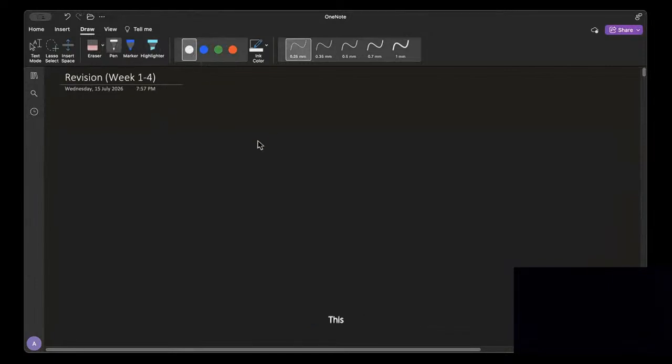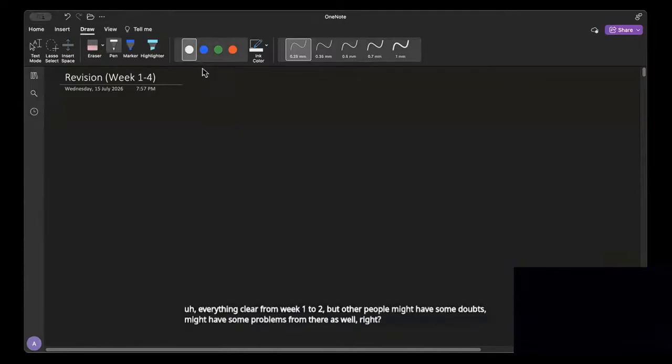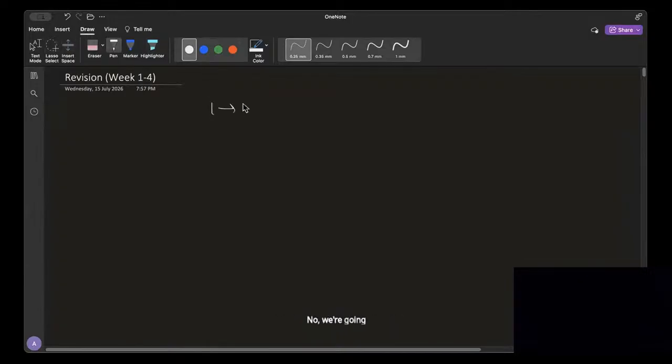This session was supposed to be, because we have a lot to revise from week 1 to 4. You might have everything clear from week 1 to 2, but other people might have some doubts, might have some problems from there as well, right? Yes, ma'am. Ma'am, can you reverse the order? No, we are going from 1 to 4. Okay, so just give me a minute.